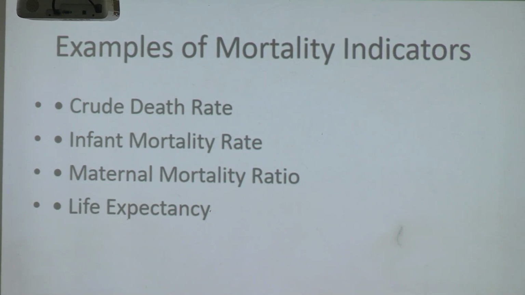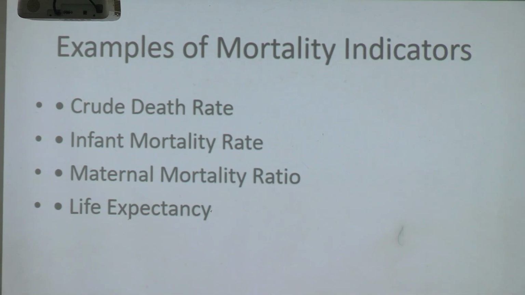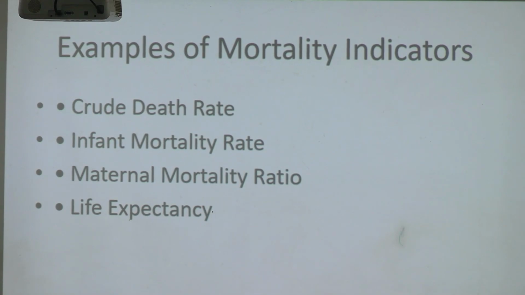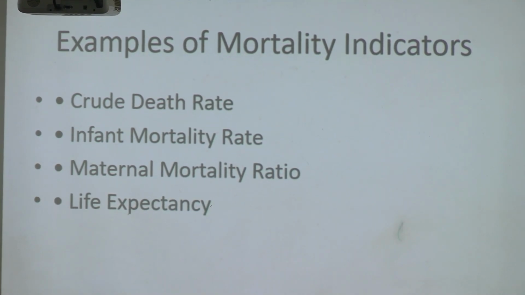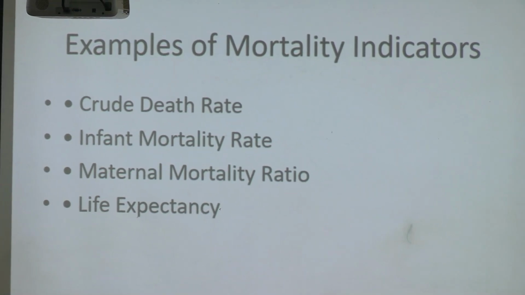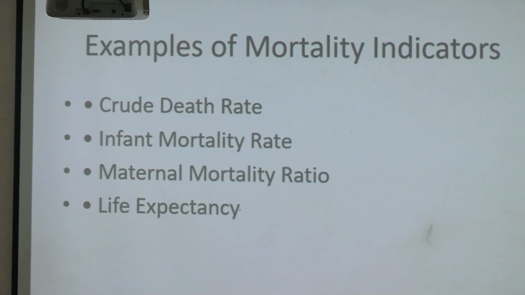Crude death rate is the number of deaths in a year divided by the mid-year population, multiplied by 1000. Everybody write down. Crude death rate is number of deaths in a year by mid-year population into 1000. Infant mortality rate is the number of infant deaths less than 1 year per 1000 live births.